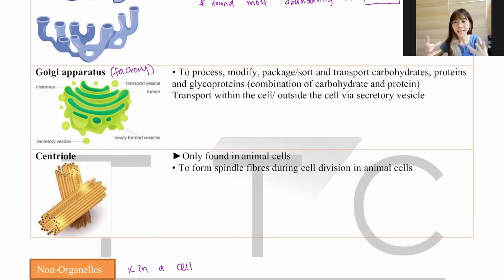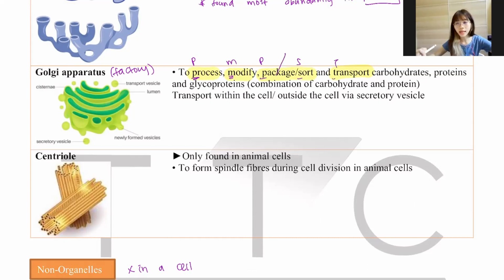What are you going to do? You're going to package them. When you package, they don't sell it in the factory. Where do they sell it? In KK Mart, supermarket, right? So you must transport the bread to a certain branch in order to sell it. Same as the Golgi apparatus. It has the same function as a factory. Why? Because you can see process, modify, package or sort, and transport. In short, you can remember it as P P S T.